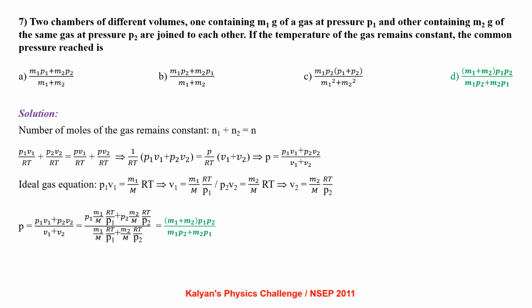Applying the ideal gas equation, P1 V1 equals m1 by M RT, from where we get V1 equals m1 by capital M, RT by P1. Similarly, V2 equals m2 by capital M, RT by P2. From which we get the common pressure P equals (P1 V1 plus P2 V2) by (V1 plus V2). Substituting the values of V1 and V2 in this expression, we get the common pressure as (m1 plus m2) P1 P2 by (m1 P2 plus m2 P1). The expression is in terms of mass and pressure.